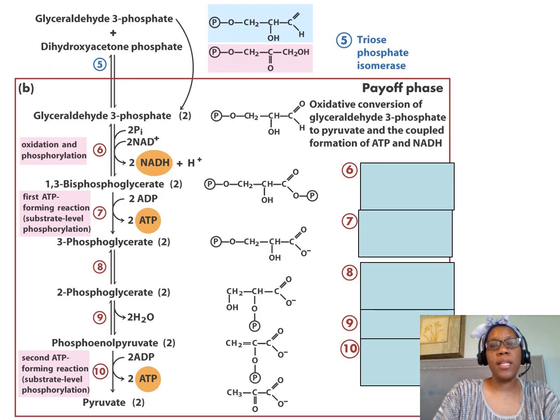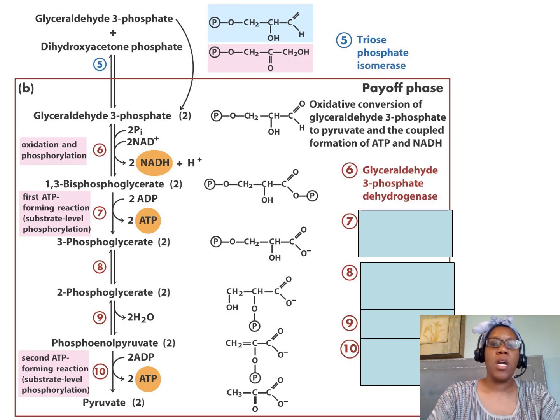Now in the second stage, we call it the payoff stage, and so we are going to actually generate ATP. We're going to generate 4 molecules of ATP and 2 molecules of NADH. So if we start with a molecule of GAP, the very first phase is going to give us our NADH. So if we utilize NAD+, then we're going to utilize the dehydrogenase, our GAP dehydrogenase. You can just memorize it as that.